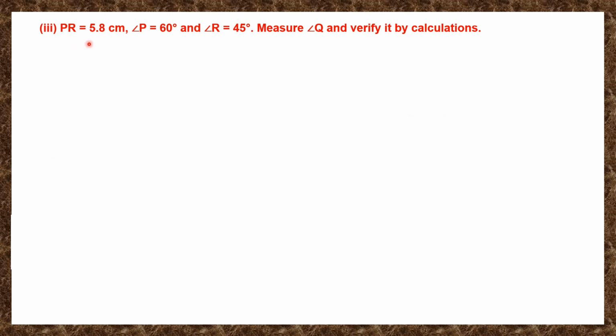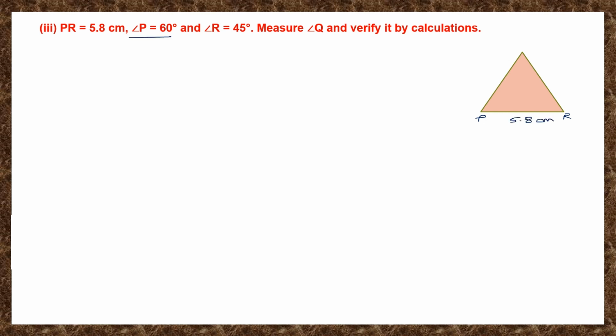Question 3. PR is equal to 5.8 centimeters. Angle P is 60 degrees. Angle R is 45 degrees. That means we've been given two angles and an included side. So first let's draw that. So let's draw a rough figure. Now here this is P and this is R. And here we know that that is 5.8 centimeters.